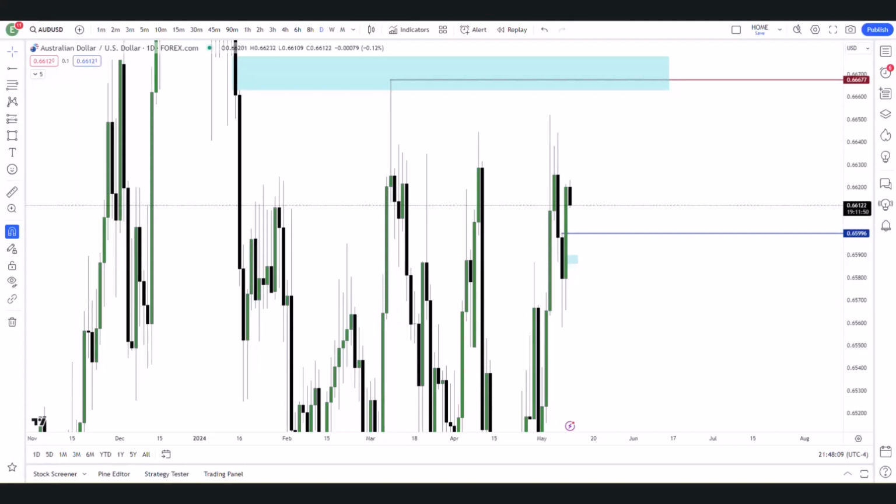You are looking at a daily chart of the Aussie, and I want to walk you through a very easy way to do some technical analysis to determine the direction of a market. Now, here we can see that the Aussie is bullish on a daily chart, okay?